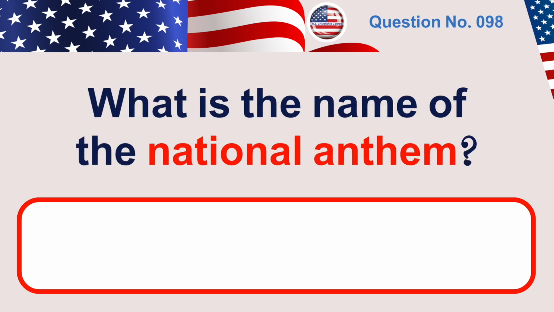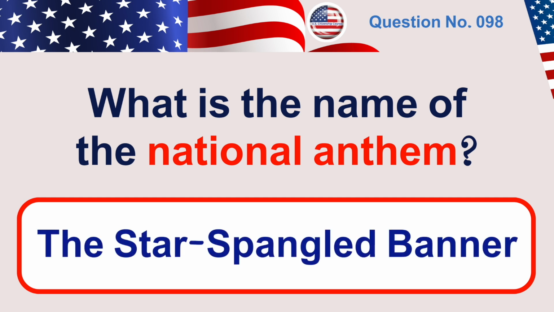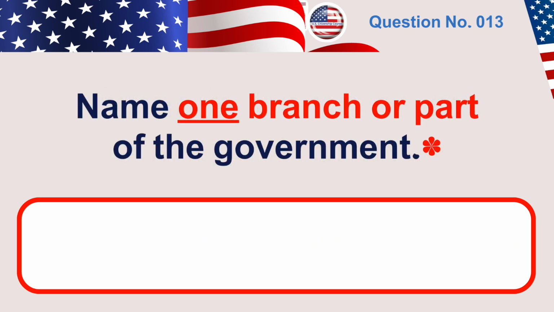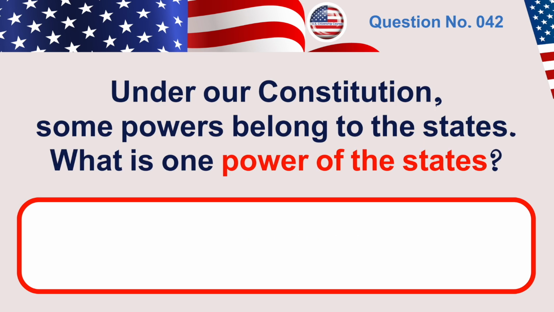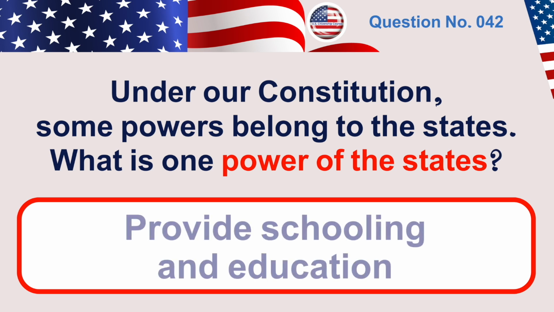What is the name of the national anthem? The Star-Spangled Banner. Name 1 branch or part of the government. Congress. Under our Constitution, some powers belong to the states. What is one power of the states? Provide schooling and education.